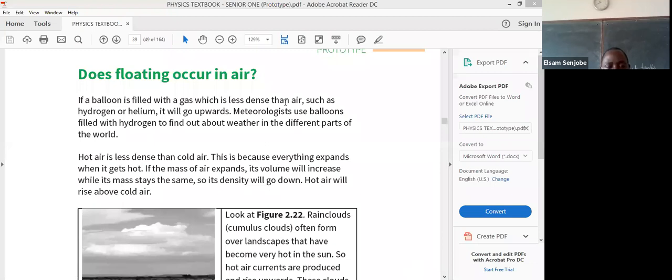But the basic principle is that the air inside the balloon is usually warm, and specific types of gases are used. Anybody who can mention those gases? Helium. Helium and hydrogen. So those gases are less dense and they cause balloons plus its fabric to go up in the air. So flotation is possible in air. Okay? Is that clear, people?